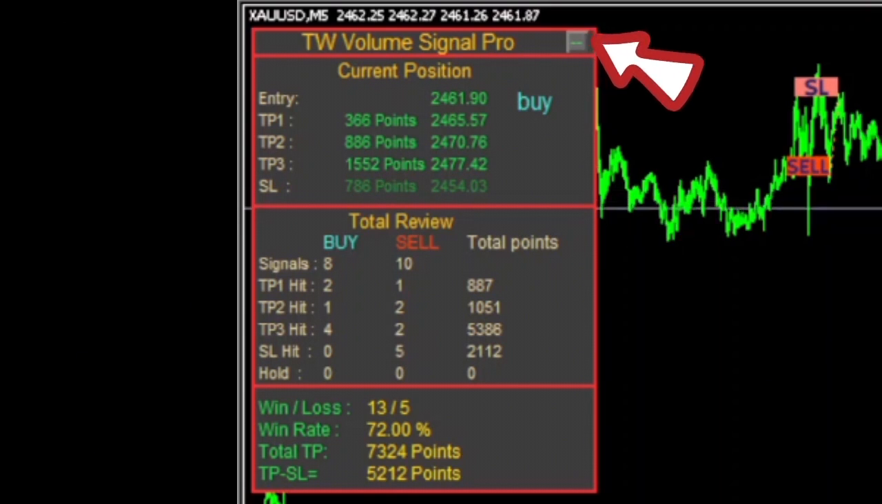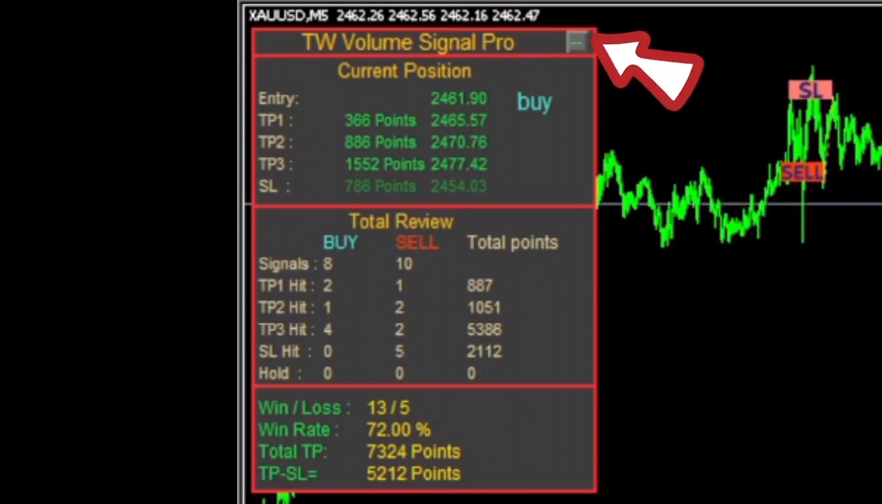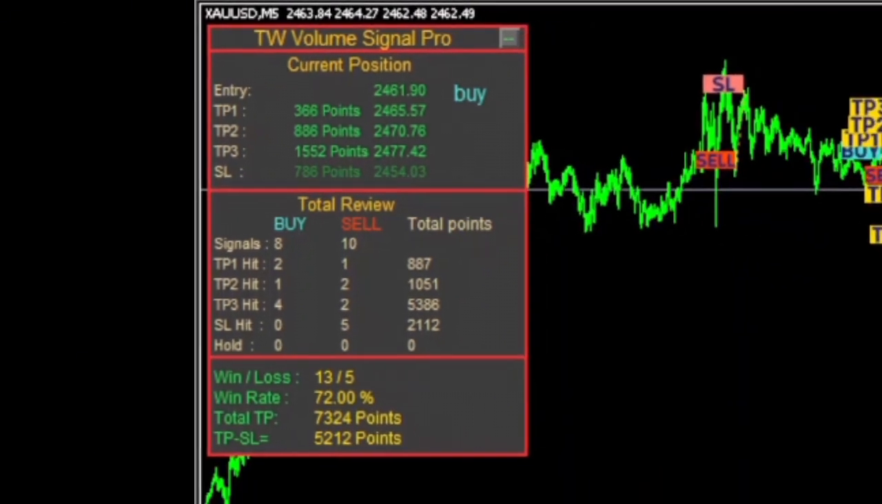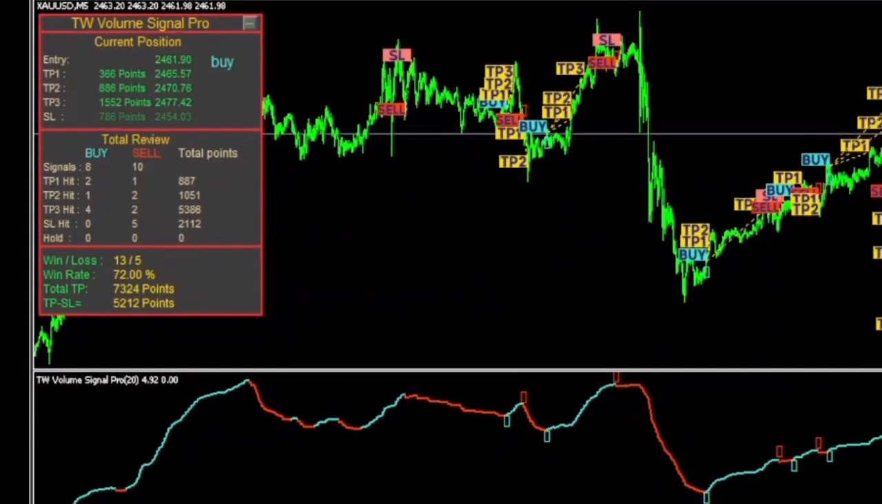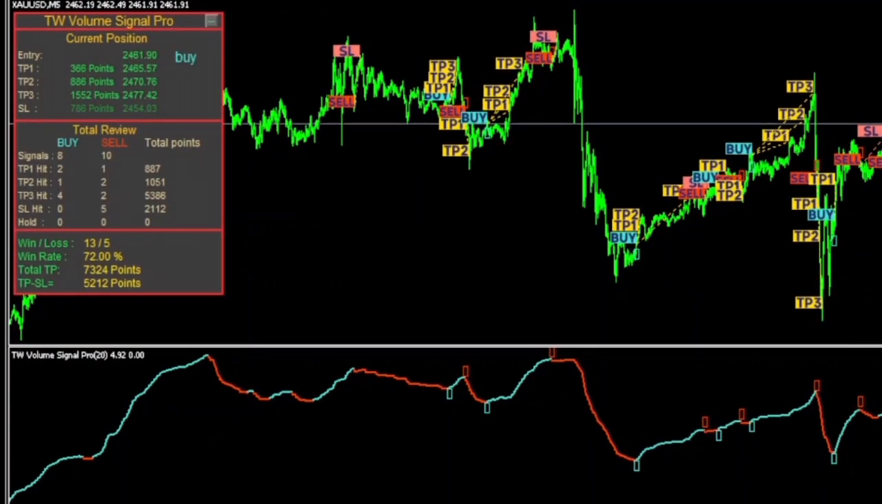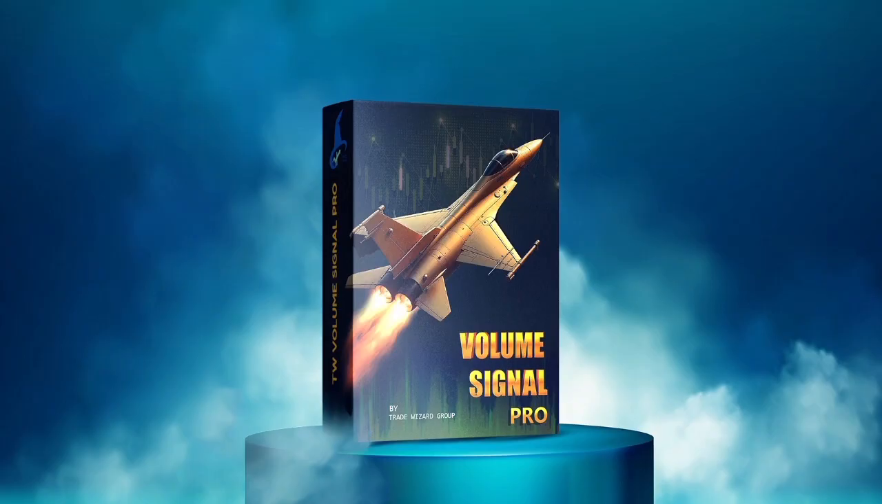Using this panel, you can test strategies on the tester for any time frame and customize settings for free, allowing you to see results before purchasing in the MetaTrader tester. You'll be amazed.